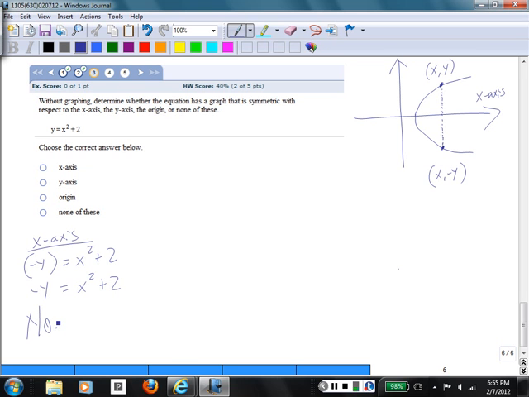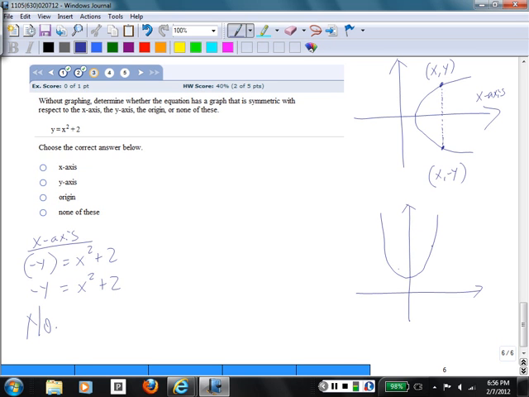This does not have x-axis symmetry. Now, it could have y-axis symmetry. An example of a graph that might have y-axis symmetry, and I think this one is going to look something like that. Rough-looking parabola there, but that's the idea.